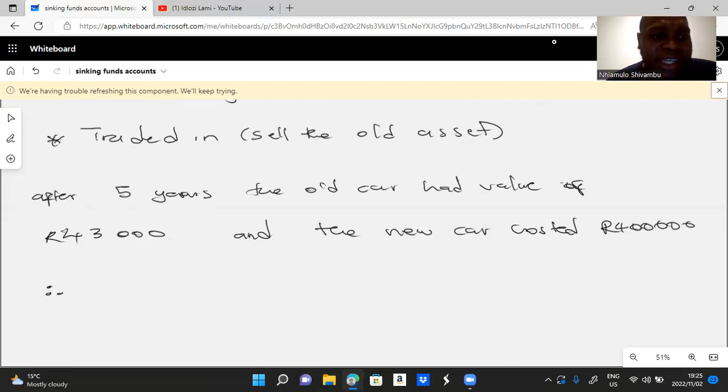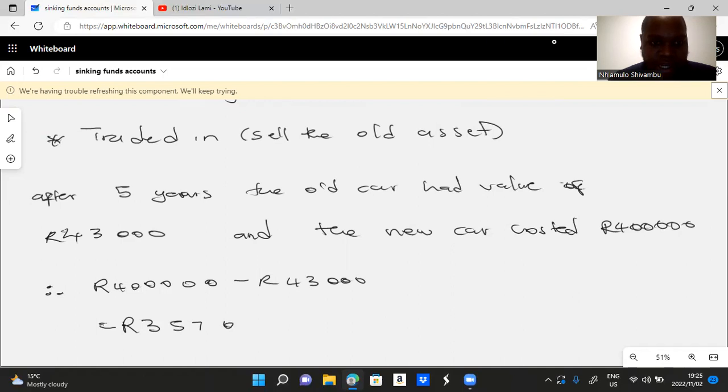So the company will need 400,000 minus 43,000 in order for them to purchase what? The new car. So that will be the money that the company will need in order to purchase the new vehicle. And that money will be equals to 357,000. So this is the money that the company will need in order to purchase the new vehicle.